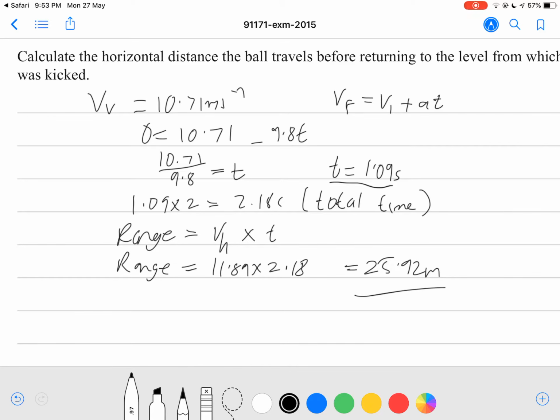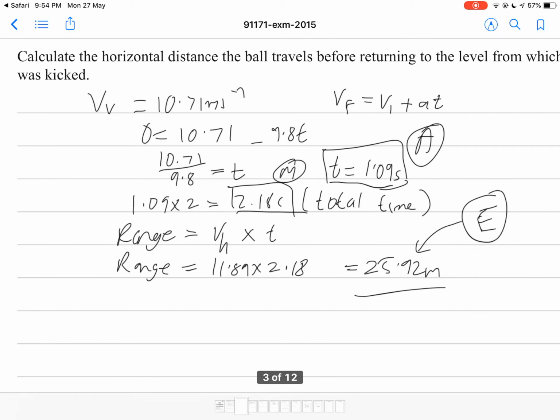And to get all the way to 25.92 meters, you're looking at an excellence grade, okay? To get a merit grade, you're looking at the correct total time, okay? So if you find that t equals 2.18 seconds, you're looking at a merit grade. And to get an achieved, you're looking at getting the correct half-time flight, okay? So you'll get the correct time for half the flight time, which is t equals 1.09 seconds, you'll get an achieved. Alright, moving on.